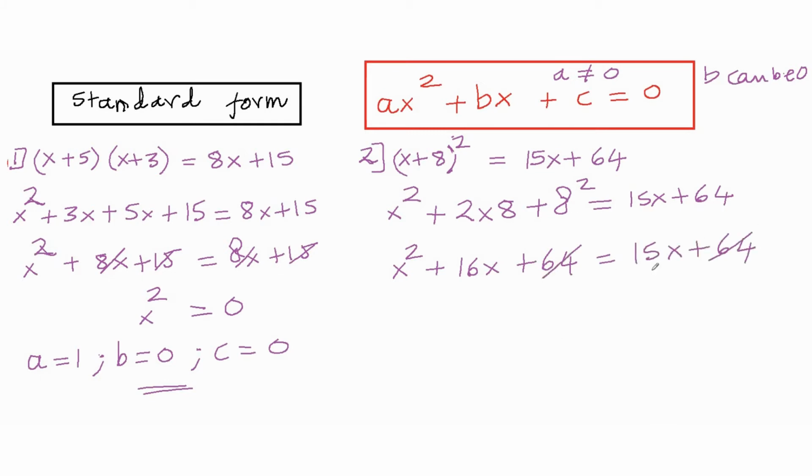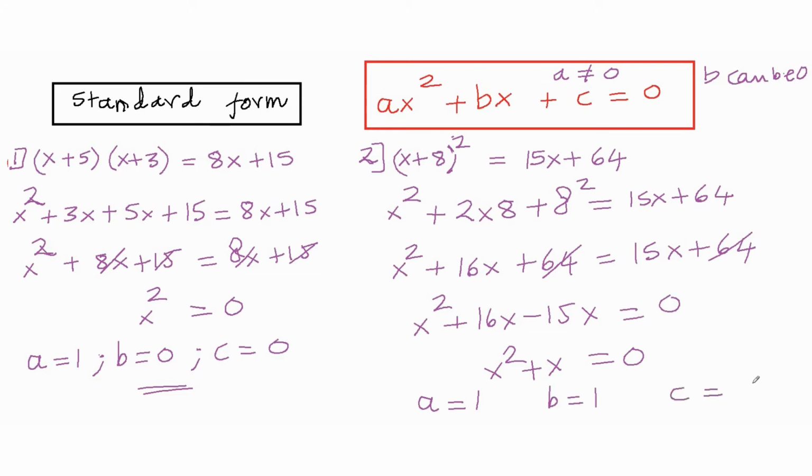Now 64 cancels and 15x comes for subtraction. So x square plus 16x minus 15x is equal to 0, which means x square plus x is equal to 0. So now if you compare this with the standard form, a is the coefficient of x square, which is 1. B is the coefficient of x, which is also 1. And the value of the constant is 0, right? So this is how we identify whether an equation is quadratic or not. And then we also express it in the standard form.